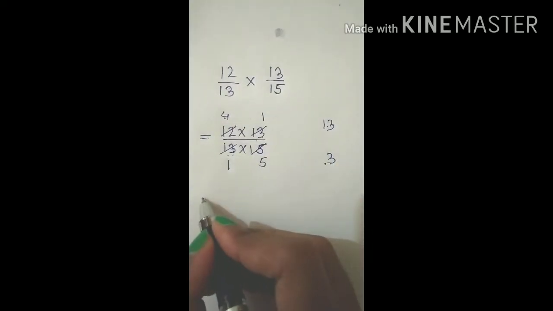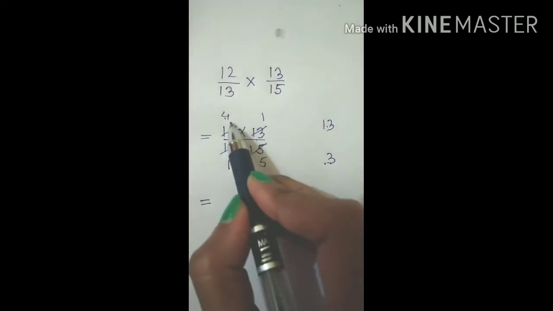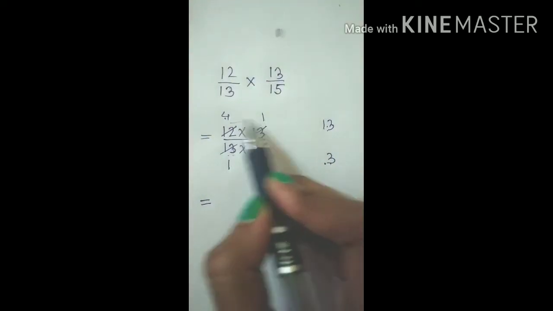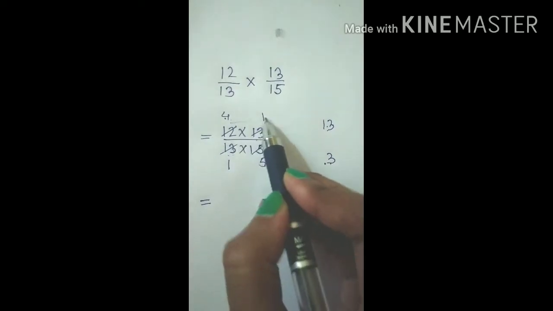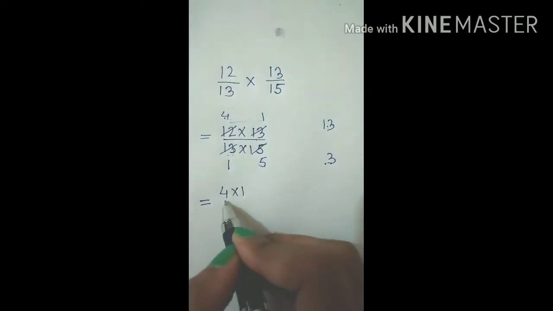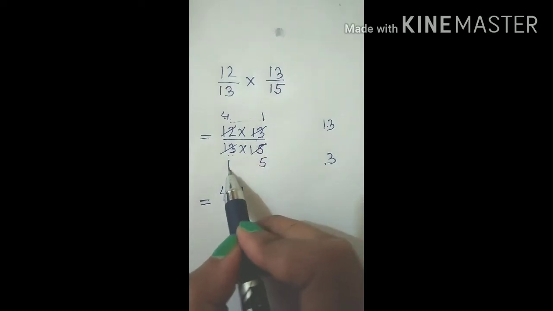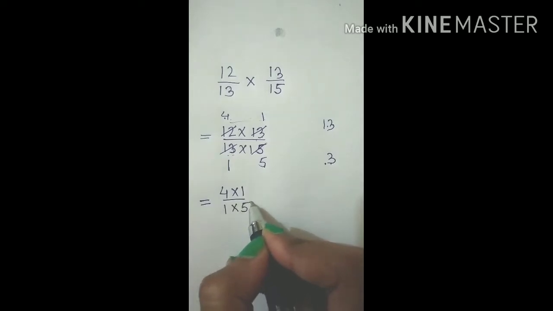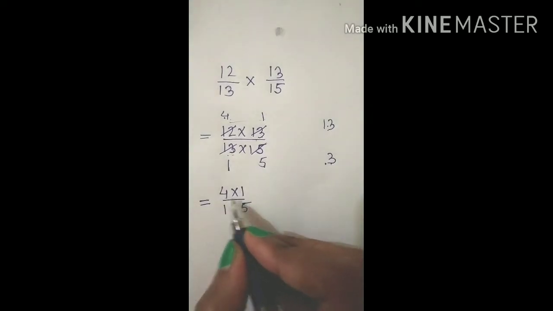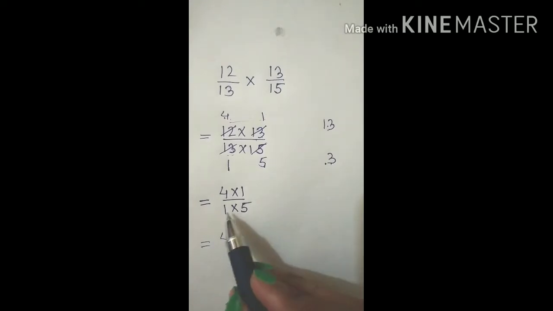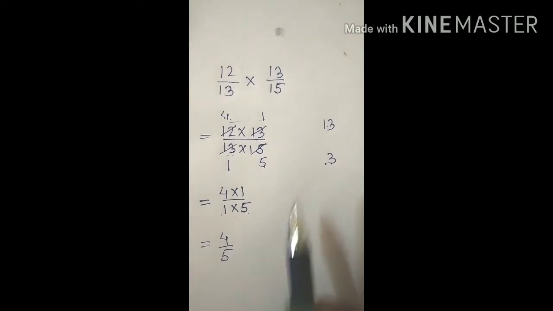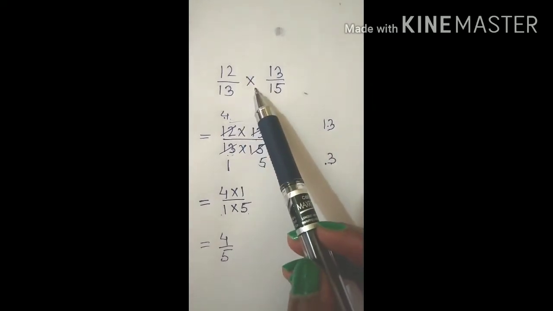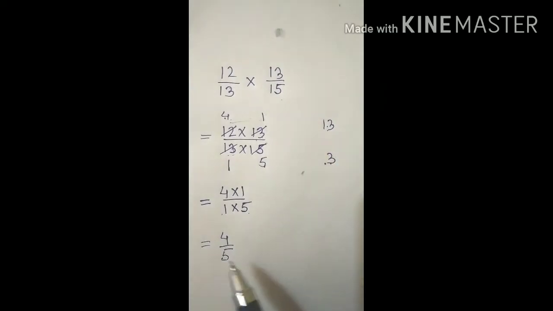Now we can multiply the numerator with the numerator, 4 with 1. 4 into 1, and then we can multiply the denominator 1 with the denominator 5. That is 1 multiplied by 5. 4 multiplied by 1 is 4 and 1 multiplied by 5 is 5. So this is our answer. 12 by 13 multiplied by 13 by 15 is equal to 4 by 5.